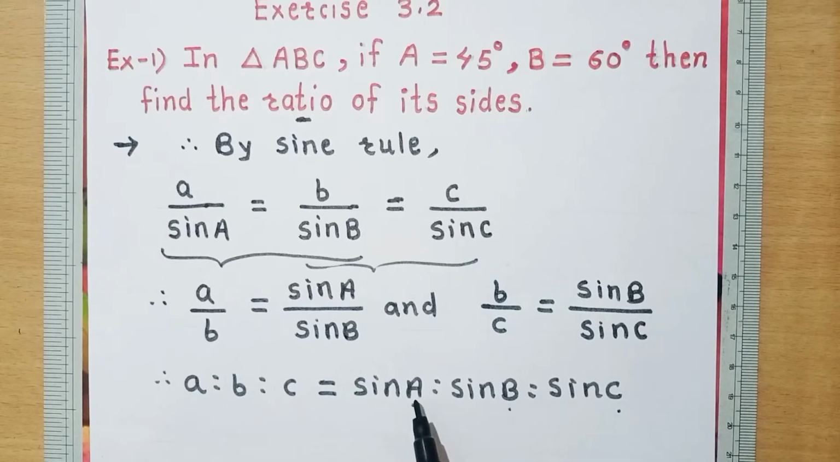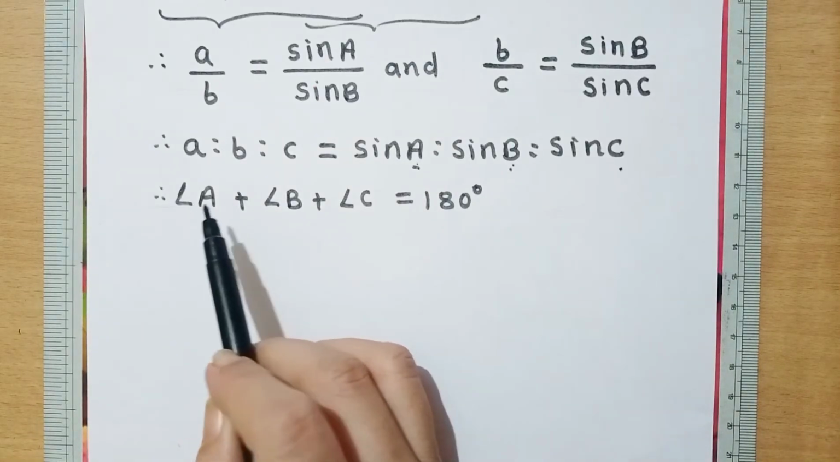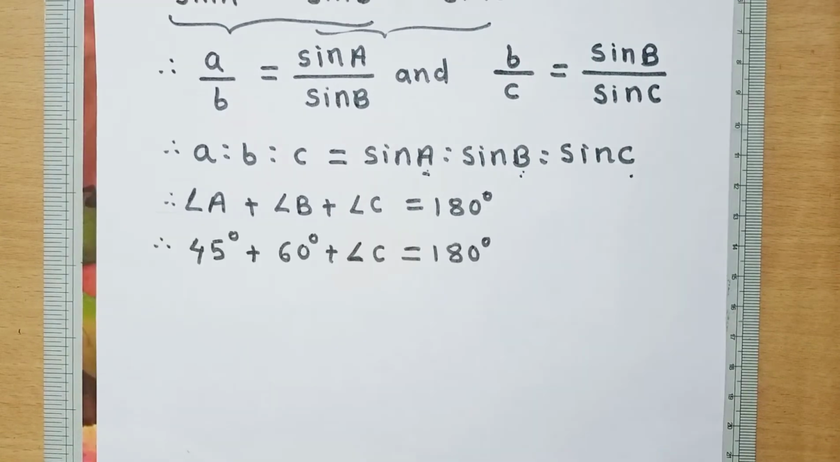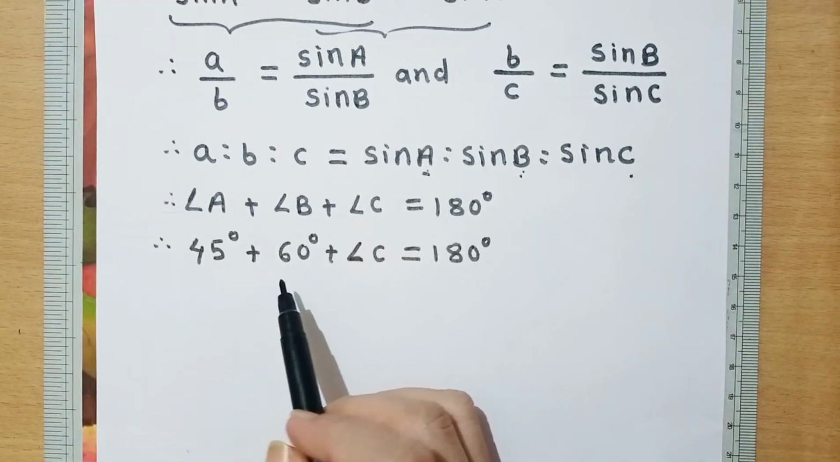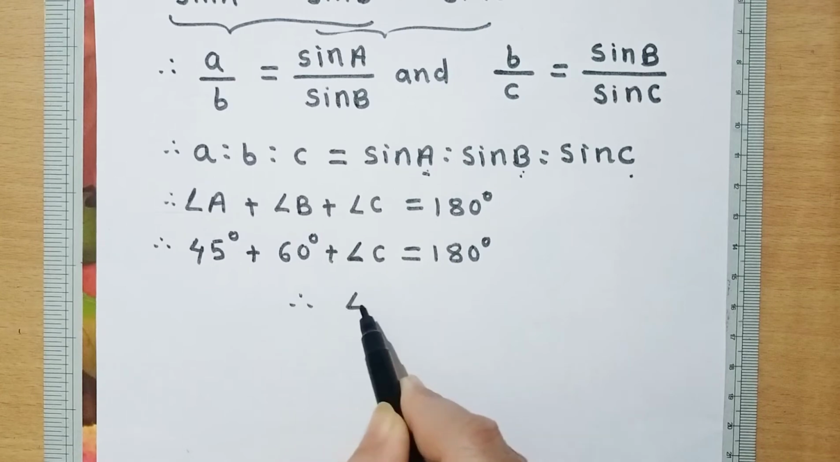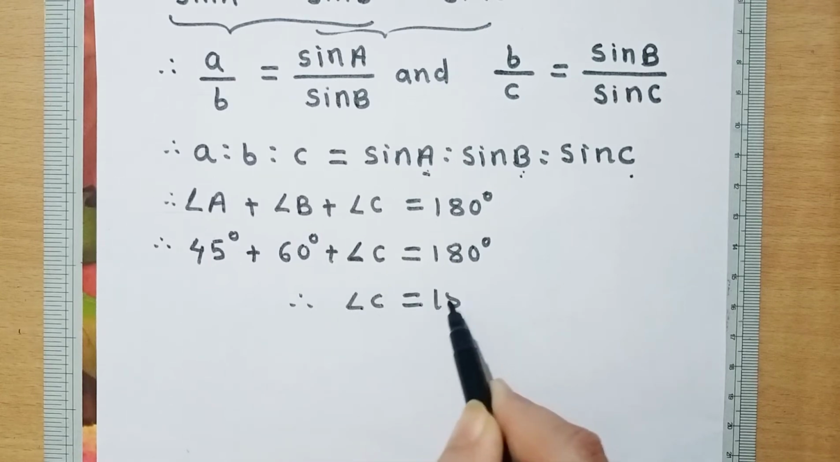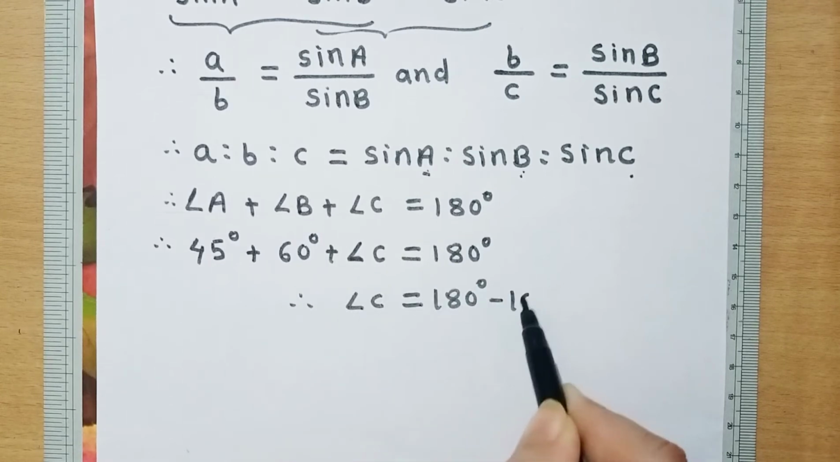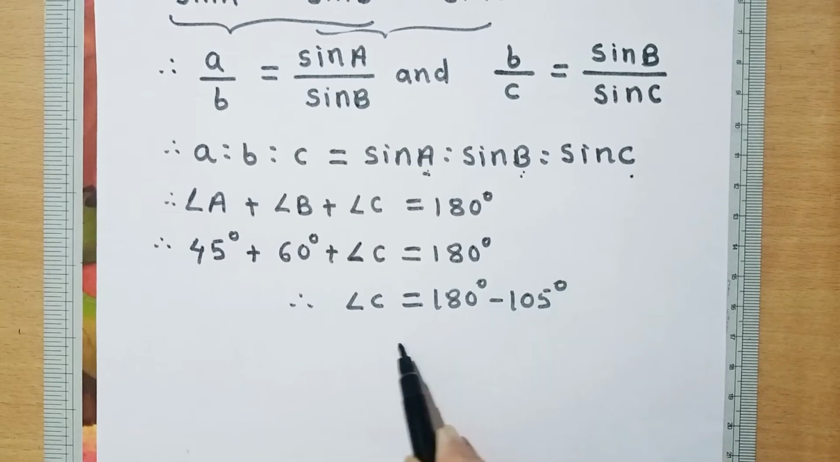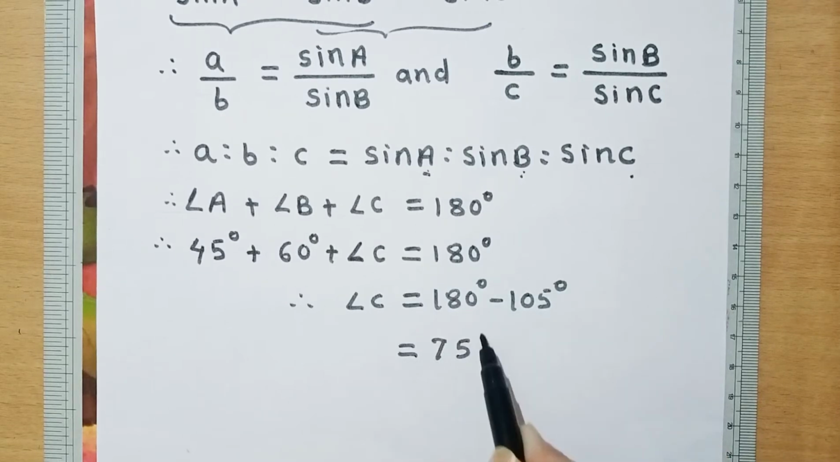And now we know these two angles A and B. So first we will find what is angle C. The sum of three angles of triangle is 180, and therefore substitute angles A and B, and this addition is 105, and therefore angle C is equal to 180 degree minus 105, and that is equal to 75 degree.